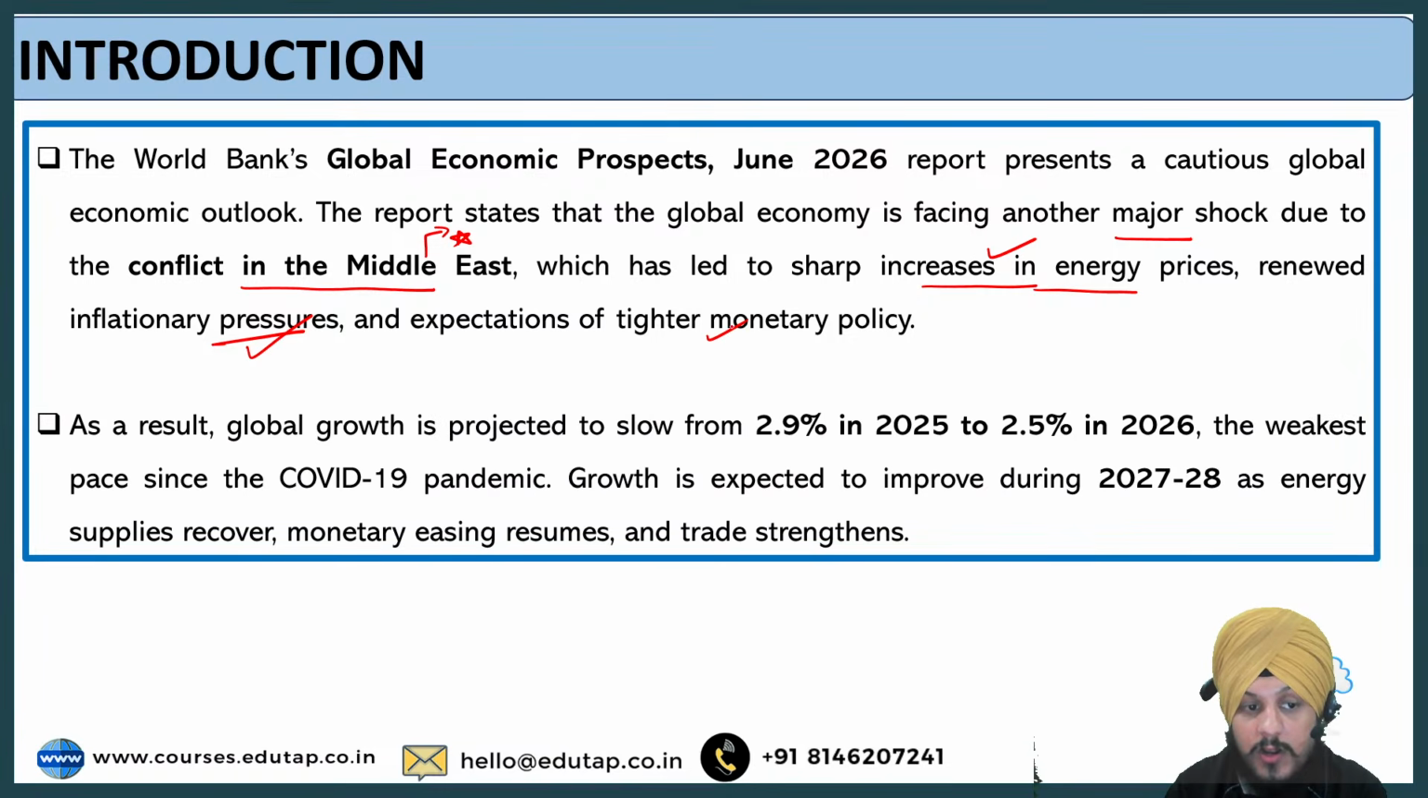So let us talk about it. As a result, global growth is projected to slow from 2.9% in 2025 to 2.5% in 2026, the weakest pace since the COVID-19 pandemic. Growth is expected to improve during 2027 to 2028 as energy supplies recover, monetary easing resumes, and trade strengthens. So this is an introduction. Of course, you can cut it short. I've written it in a bit lengthy manner so that you get a complete picture. We are going to talk about all these things in a detailed manner, one by one, as a part of the body. So this is all about the introduction.